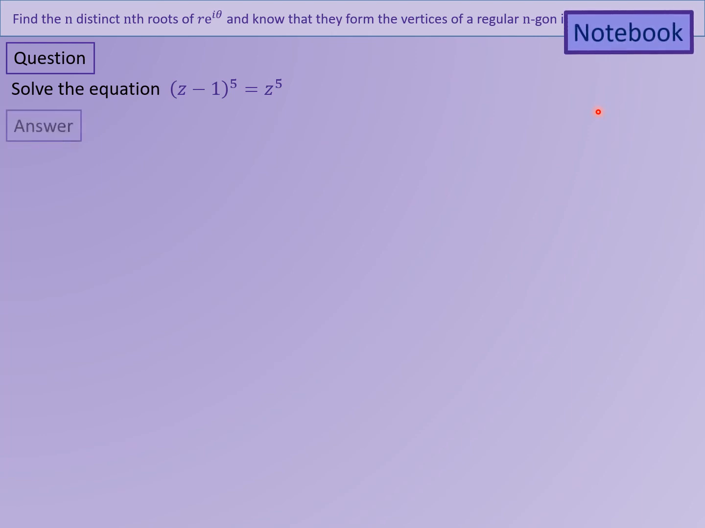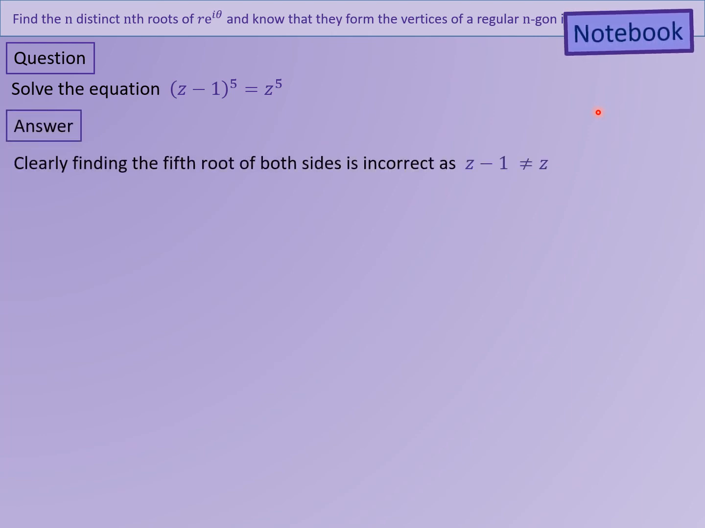Okay, right, so let's have a look why it makes it more tricky. You can't find the fifth root. If you try to find the fifth root, then what would happen straight away is you'd have z minus 1 equals z, and that's just not possible, because if you try to rearrange it, you get minus 1 equals 0. So something's clearly going a bit weird to start with. We need to find a different way of solving it.